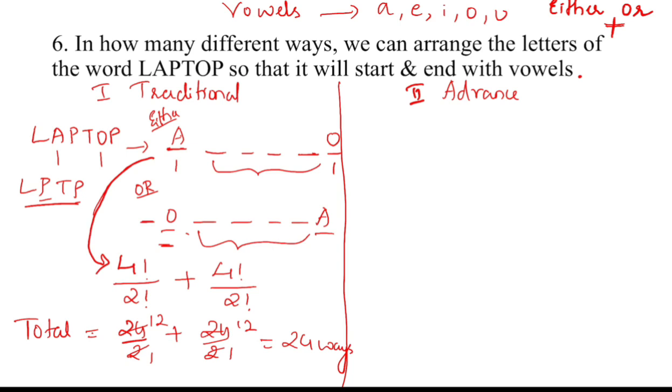Okay. So this is the traditional method where we solve. So what is the advanced method? Now we know that the first letter and the last letter are always vowels.